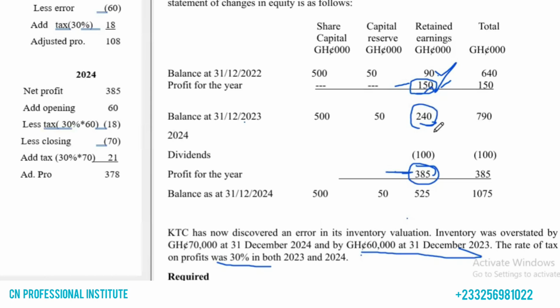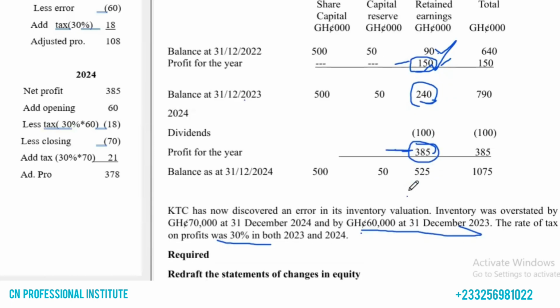Then you get a closing figure here. Then with the closing figure, you less the dividend, and then you come and add 378 here, and that will be it. Okay, so we draft it, and then that's all. So we've corrected the errors.